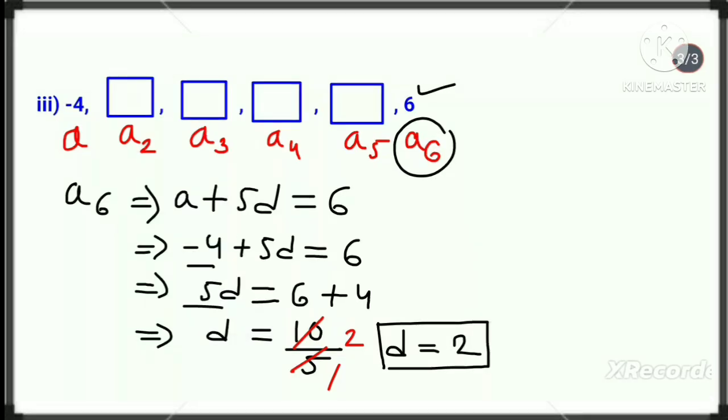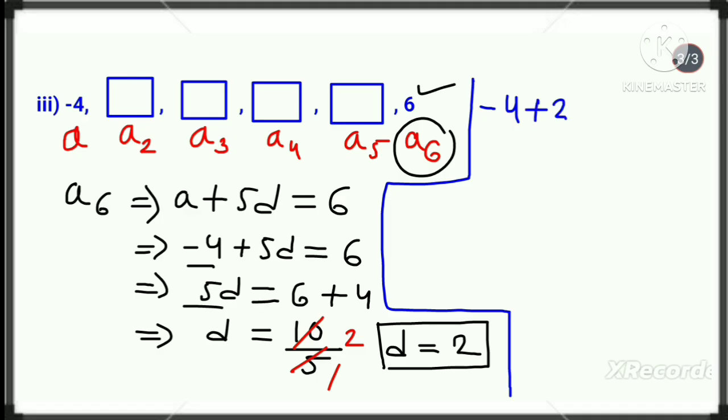Now we can easily find its missing terms by adding the common difference to its consecutive terms, right? So firstly, let's find A2 by adding the common difference to the first term. Our first term is minus 4 and the common difference is 2. So plus 2, then we can obtain A2 equal to minus 2. In this way, we have obtained our second term, that is minus 2.